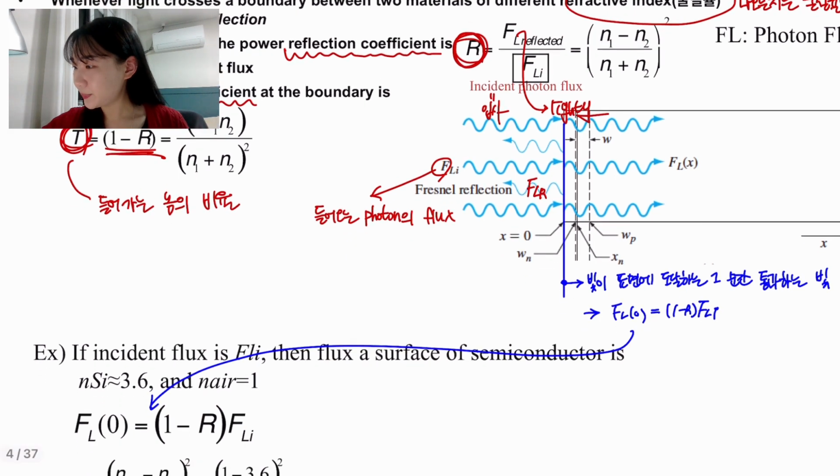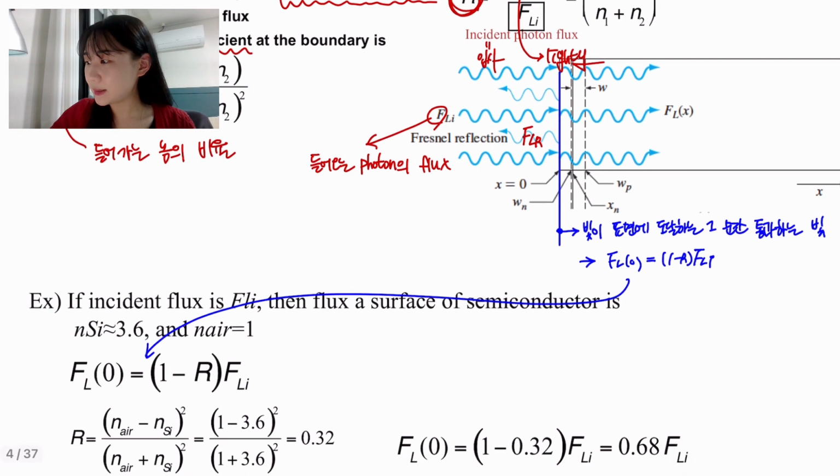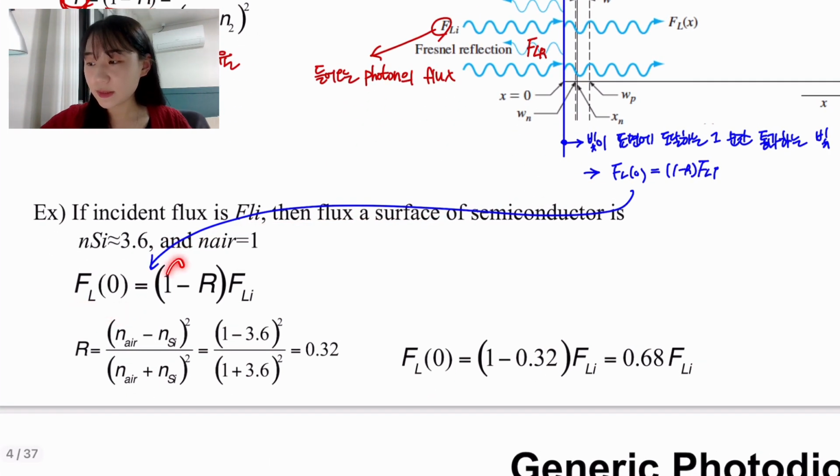And then, the moment light meets the surface, the amount of light transmitted at that moment is FL0. And of course FL0 is equal to 1 minus R times FLI.